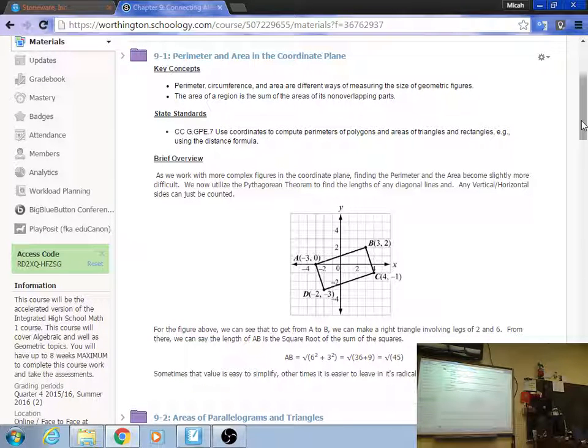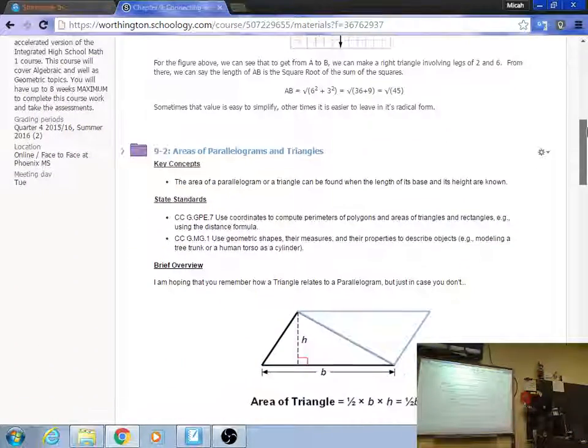9.2, areas of parallelograms and triangles. And the fun part about parallelograms is they're really just 2 identical triangles. So that's where we derive that formula there. Nothing from 9.2.